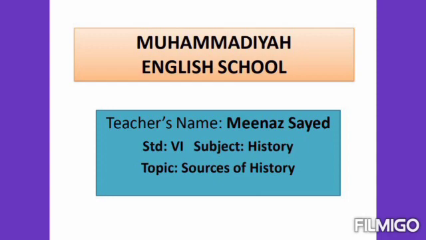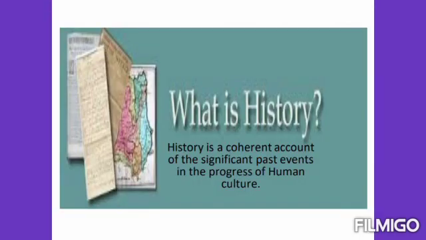Last year we have studied about the concept of history. Now we will do a quick revision of it. What is history? History is a coherent account of the significant past events in the progress of human culture. We can say in simple words, it is the study of past events, the events which have occurred. Coherent means logical and systematized.